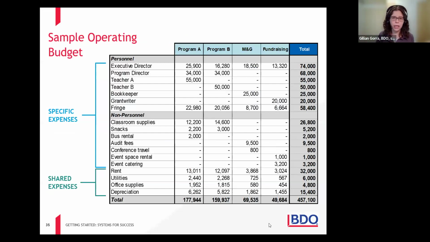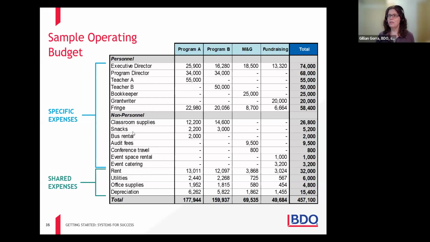So here's what that might look like in my example. We've got some expenses that may be specific at this organization. This may be different at your organizations. I want to name that, right? So we've got our program director is being paid specifically to support program A and B. But we've got rent down here, and notice that's going across all of them, and it's just this one bill, right? Whereas our program director can actually track time to program A or program B.